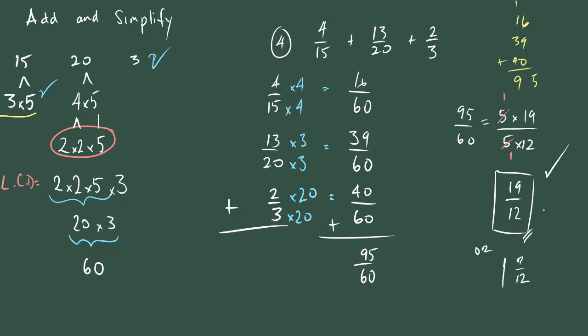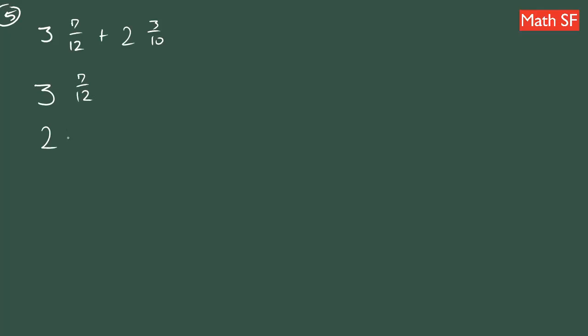Number 5, we need to add a few mixed numerals. Let's see how we can do number 5. So let's do problem number 5. They're asking us to add and simplify. So that was 3 and 7 twelfths plus 2 and 3 tenths. Recall that you have to align them vertically, so let's align them. So that will be 3 and 7 over 12 plus 2 and 3 over 10. We're adding them.